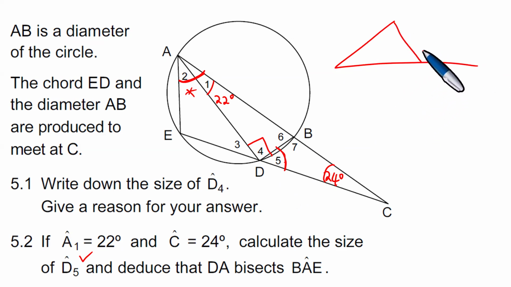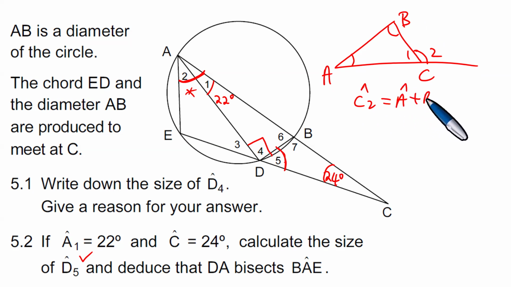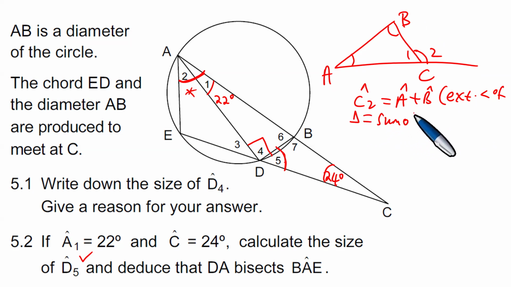They said that the exterior angle of a triangle is equal to the sum of the interior opposite angles. The teacher said if this one is A, this one is B, and this one is C1 and C2, then angle C2 must be equal to angle A plus angle B. The exterior angle of a triangle equals the sum of the interior opposite angles, like this.